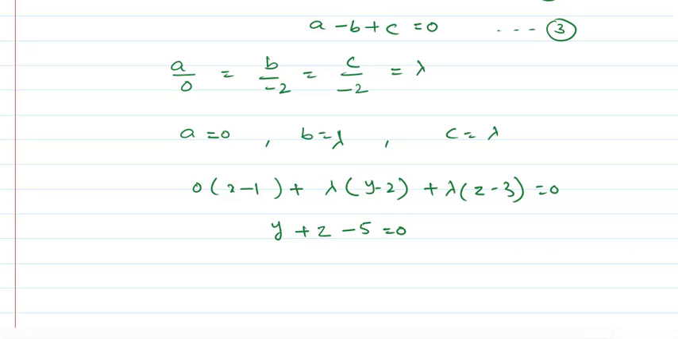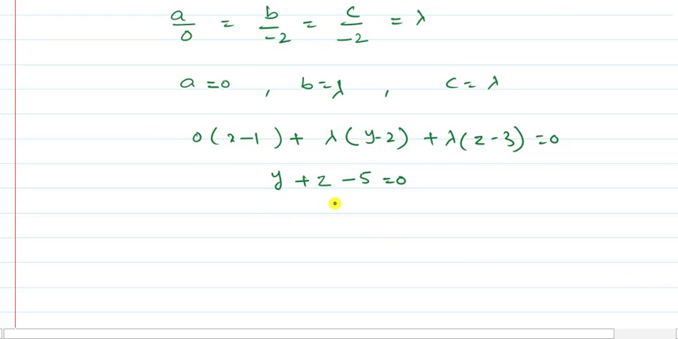One thing more I want to mention here, if you need to find out vector equation over here, simply you know it is r vector dot 0 i cap plus j cap plus k cap, because coefficient of x is 0, y is 1 and z is 1, minus 5 is equal to 0. So this is vector form and this is Cartesian form.